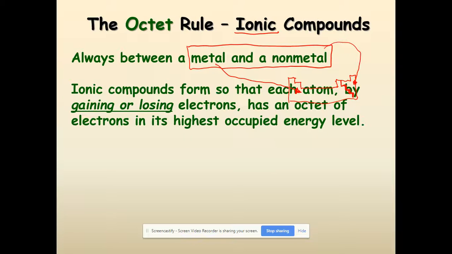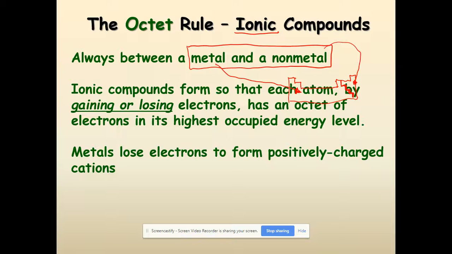Ionic compounds form so that atoms can lose or gain electrons. We already talked about this. We just haven't put the word ionic with it. But we talked about that octet. We talked about that transferring, losing, or gaining electrons. And when that happens, the result is an ionic compound.